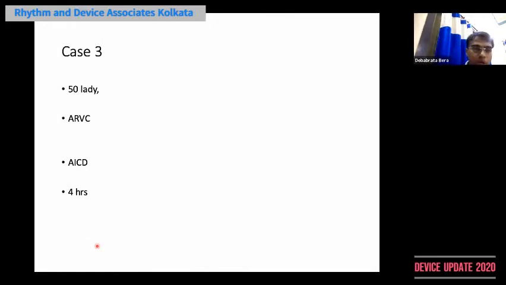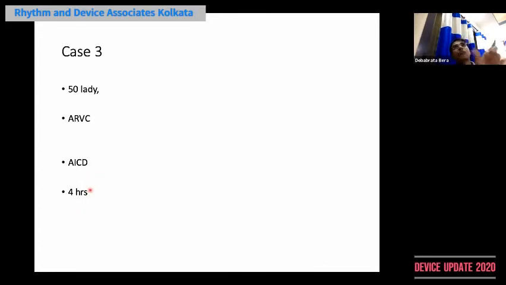So coming to the third case, I have 4 cases. This is the third one. If time permits, I'll go to the fourth one. So she's a 50-year-old lady. She has arrhythmogenic right ventricular dysplasia, and she also had recurrent episodes of syncope. She had a monomorphic LBBB morphology VT, which we generally find in ARVC, and she received an AICD. And after 4 hours, she received a shock.